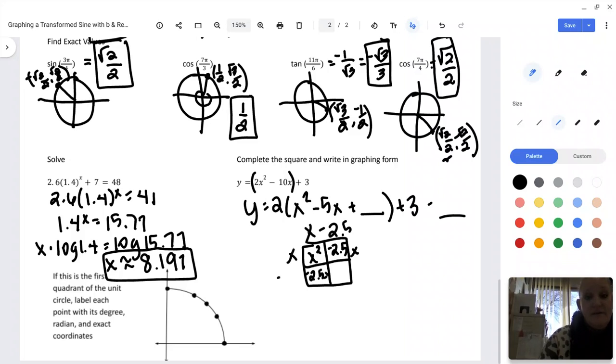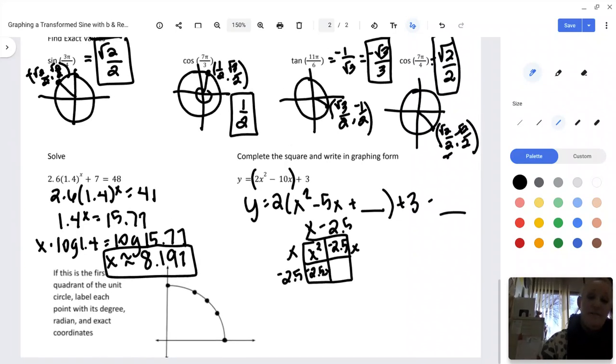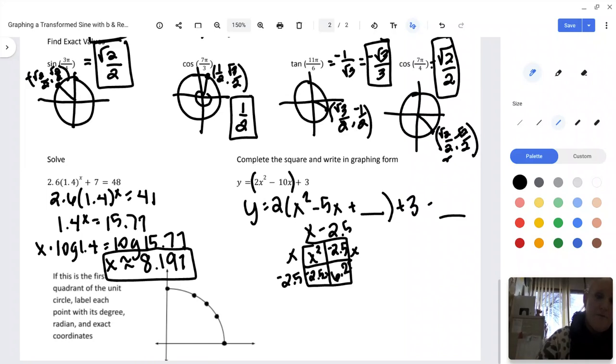Man, I'm having trouble with my stylus. Minus 2.5. What's 2.5 times 2.5? Well, I'm pretty sure it's 6.25. But again, I'm not going to subtract that from here. I'm going to multiply by 2 first. So I'm actually going to subtract 12.5, because you need to distribute that 2. Okay, so final answer. y equals 2 times (x minus 2.5) squared minus 9.5. There we are.